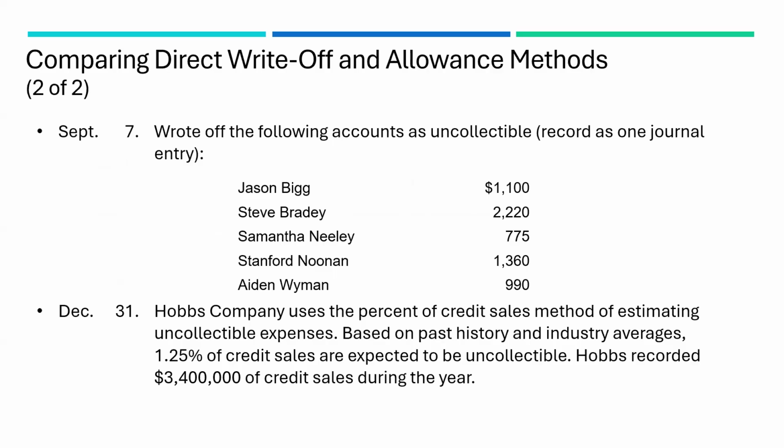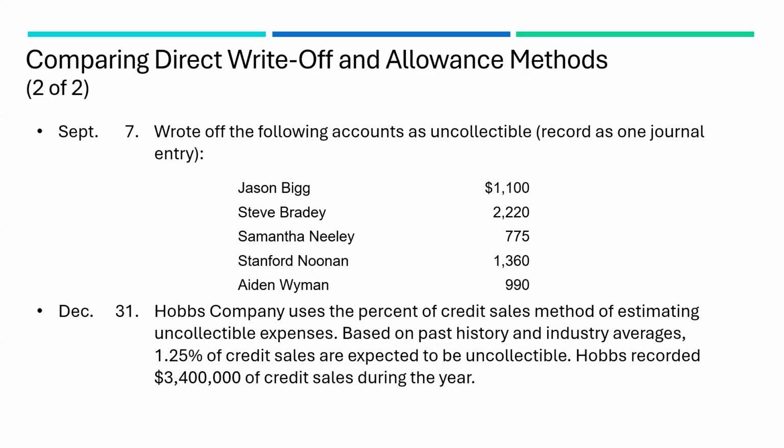Then we wrote off all of these accounts as uncollectible. Then we used the percentage of sales method to estimate that 1.25% of the credit sales are uncollectible, and we had 3,400,000 of credit sales during the year. So notice how it says credit sales during the year. Whatever method the company decides to estimate it by, it's really important to watch the wording. So it says 1.25% of credit sales.